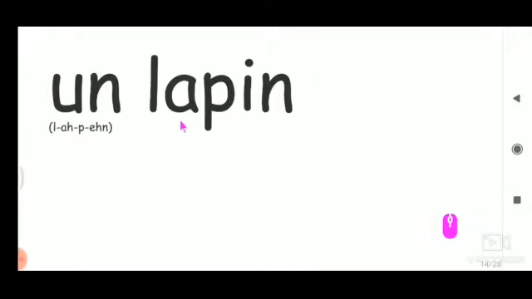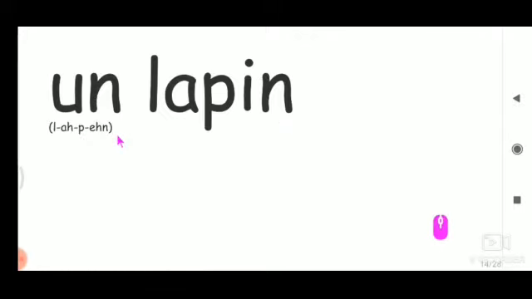Now let's see the phonetics of this word. L A P I, lapin. So as we learnt les sons du français, la, pi, n. So la plus pi, lap, i plus in, un lapin. So we can split it in any ways, but here is the explanation for it. L A P I. This IN is written as EHN.